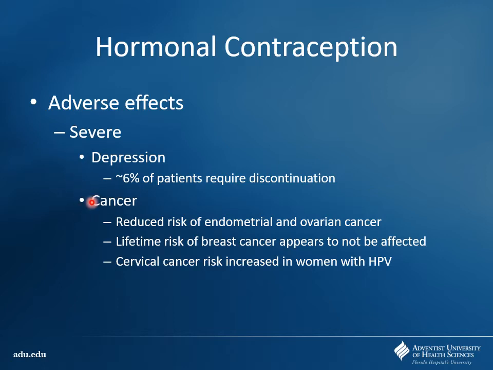And then the risk of cancer is going to be there as well. So again, typically they have a reduced risk of endometrial and ovarian cancer overall, especially because of that progestin usually being included there. And then they see that the lifetime risk of breast cancer tends to not be really affected. However, if they have a really high risk history, that would be one thing you want to consider and have a conversation with them about. And they do see that cervical cancer risk is increased in women with HPV co-infection.